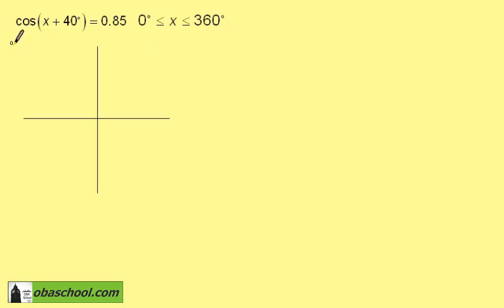We want to solve the equation cos of x plus 40 degrees is 0.85 for values of x between 0 and 360. We're going to use the CAST diagram as we've done in previous examples. Start with our equation, the cosine of x plus 40 degrees is equal to 0.85.